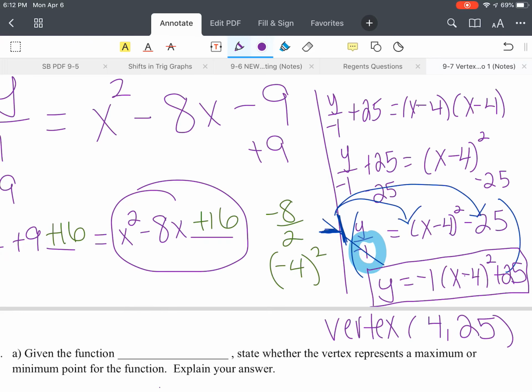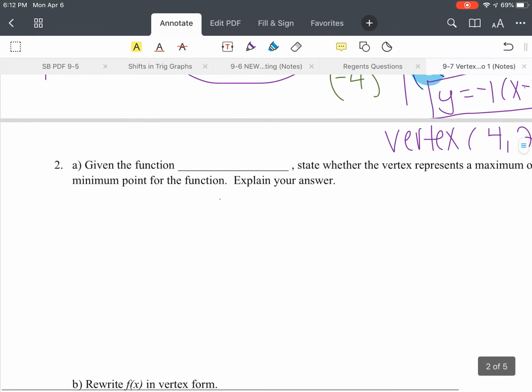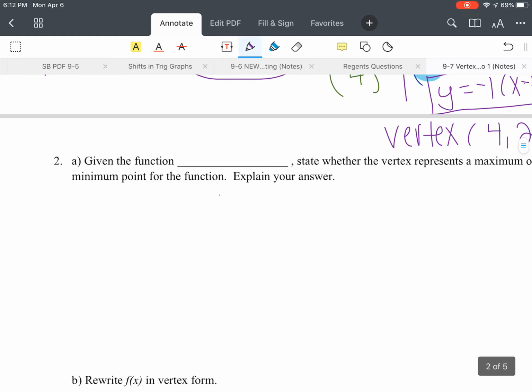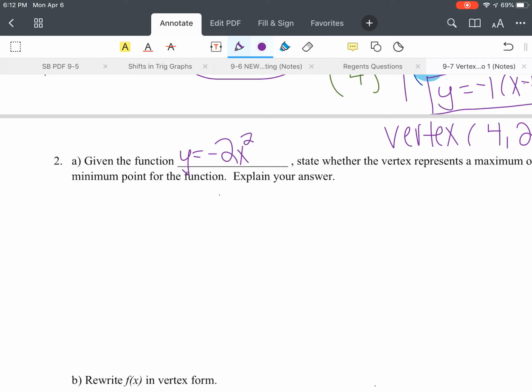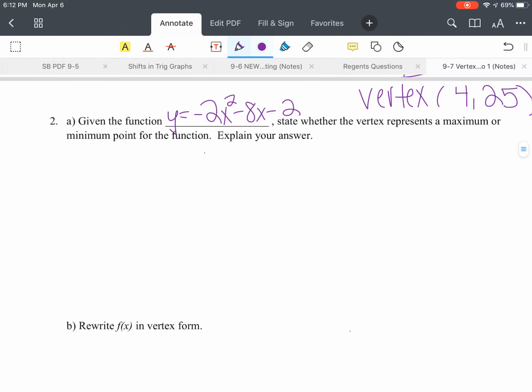Okay, let's do another one like that. So let's just go to the next page. Okay, again, you have to fill this in. So let's fill in y equals -2x squared minus 8x minus 2. All right, it says state whether the vertex represents a maximum or a minimum point for the function. So if you want to take a second to look at it in your calculator and decide, pause and then come back.